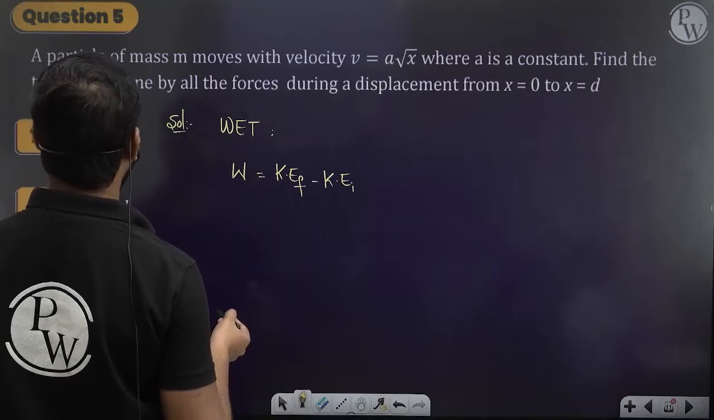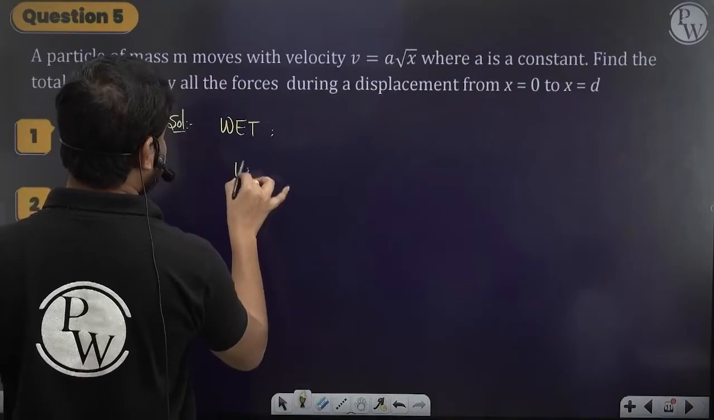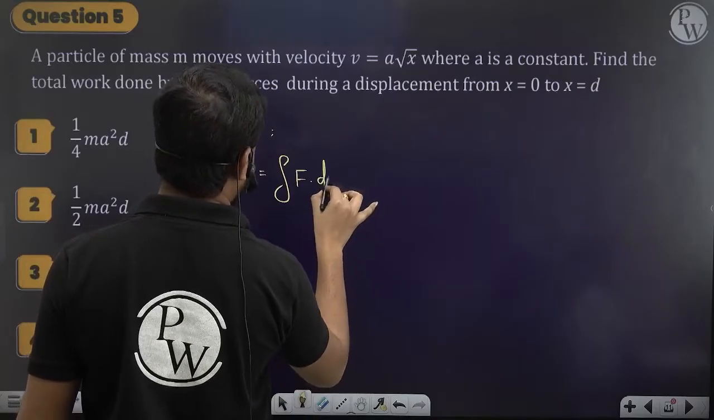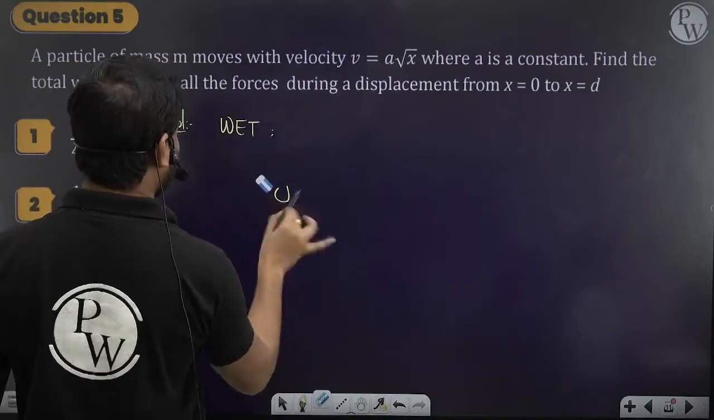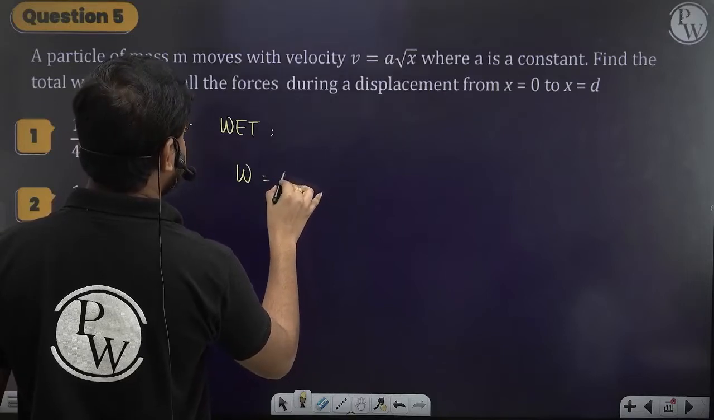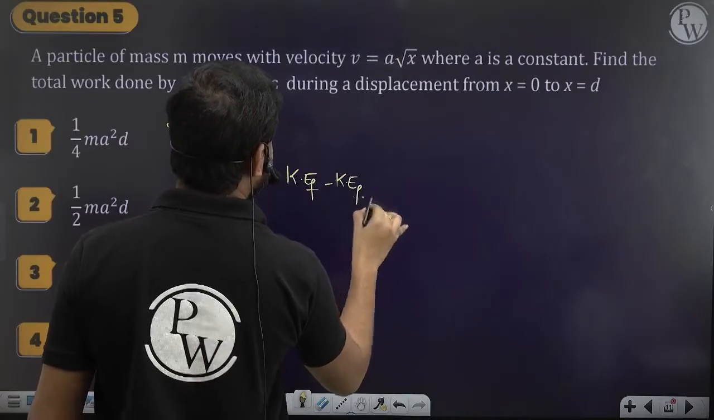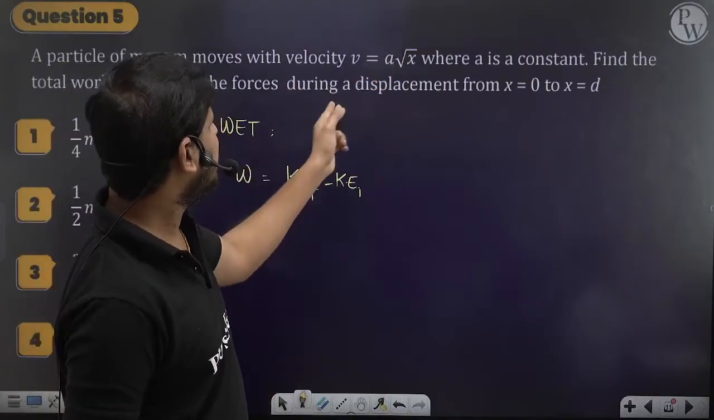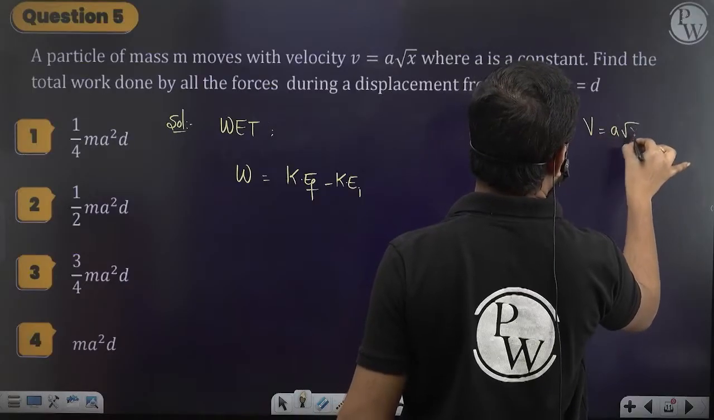So let's do one thing. Or else let's go for this: the work done is equal to the integration of F dx. But here force is also not given, right? So let's go for the work-energy theorem itself. The work done is equal to the change in kinetic energy, KE final minus KE initial. But the thing is, here we have got velocity, and displacement is this one. So v equals a root x.